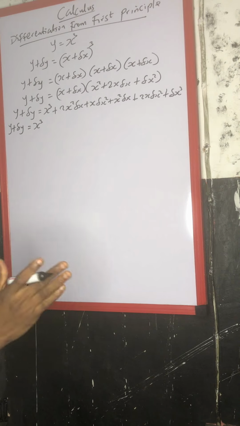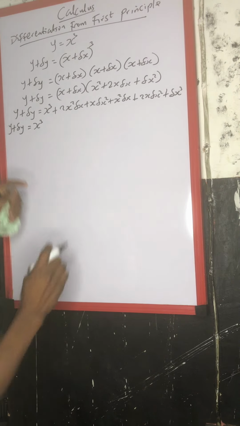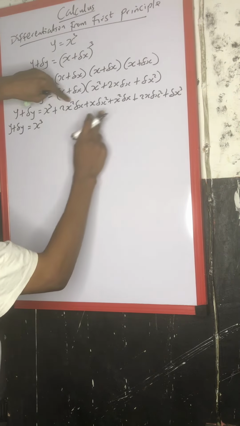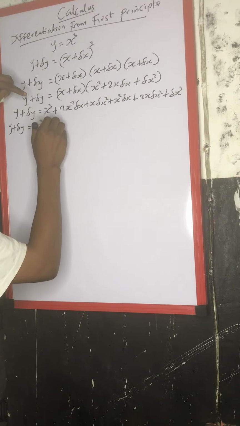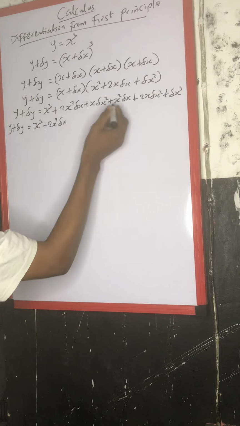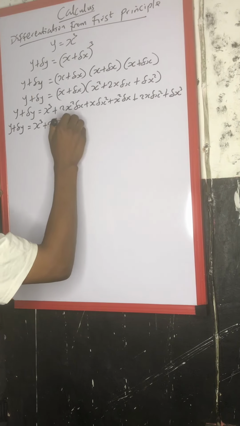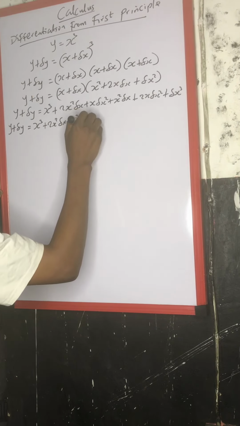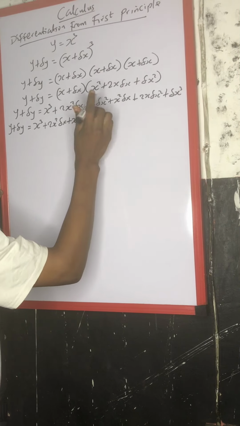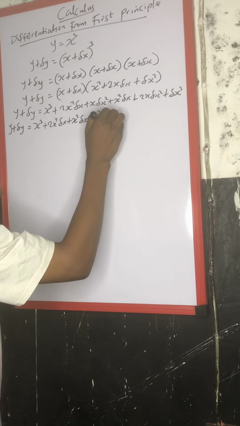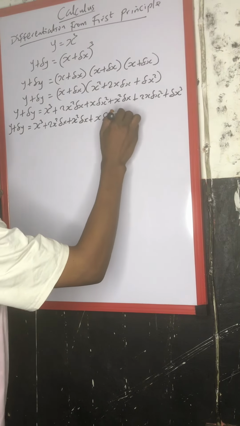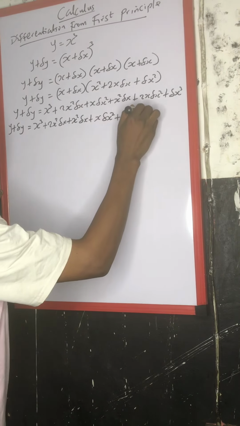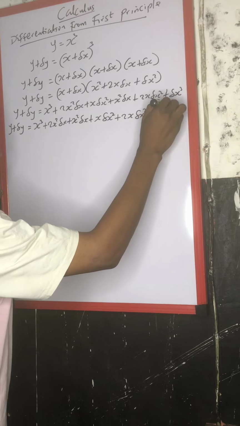So collect like terms based on power. Here we have s squared, so we also have plus 2s squared change in x. If this one is coming, we have plus s squared change in x, plus we have s cubed here. So we have s change in s squared, then plus 2s change in s squared plus change in s cubed.